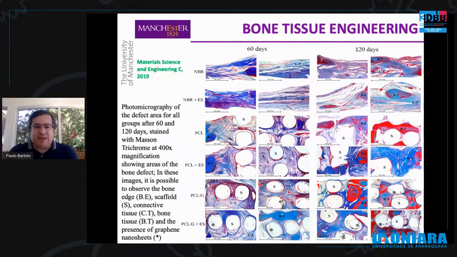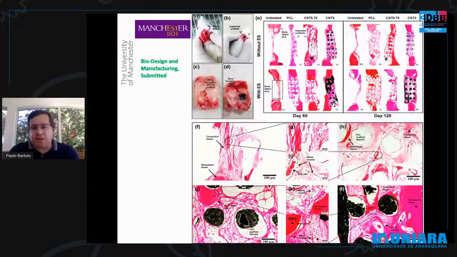The small tiny black dots in the PCL graphene scaffolds correspond to graphene. And these mixed blue and red zones correspond to tissue maturation. Recent results, in this case using different materials, using multiwalled carbon nanotubes, demonstrate what we observed before, so a very positive impact in terms of bone regeneration, also on the angiogenesis process.